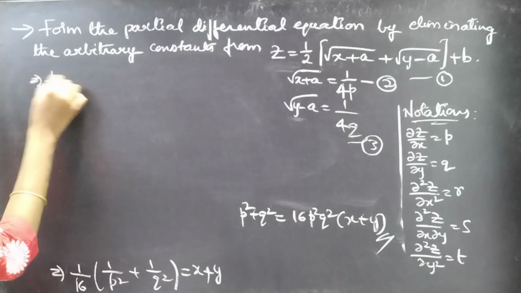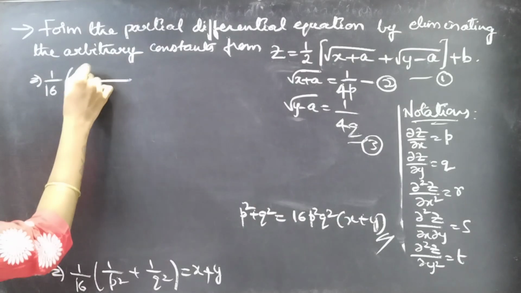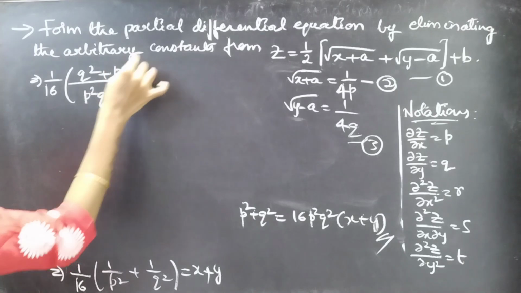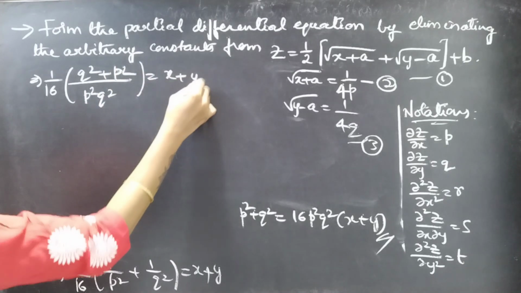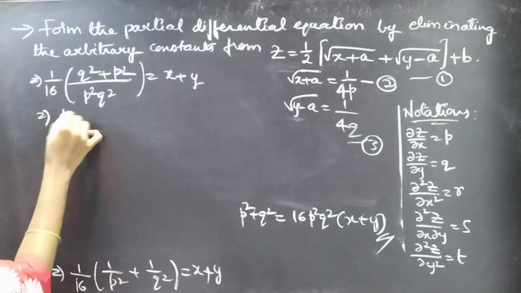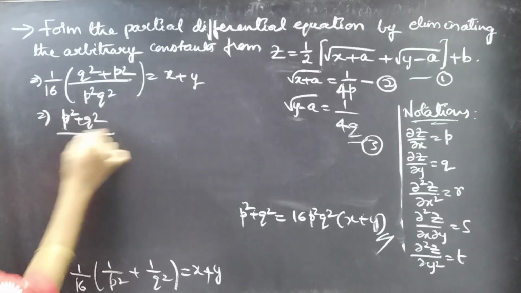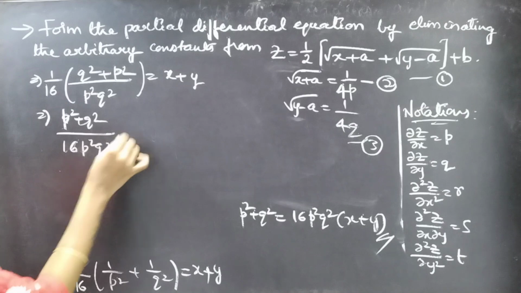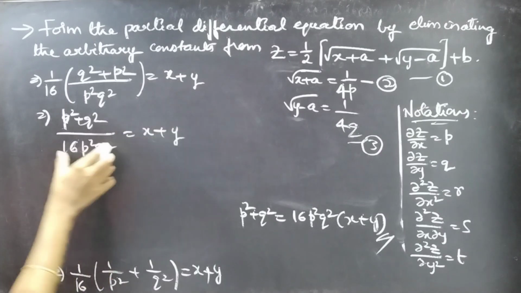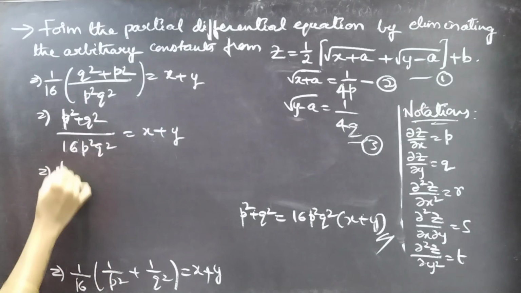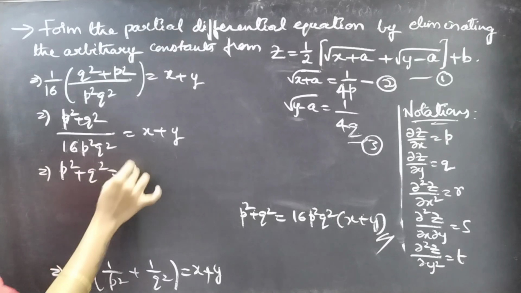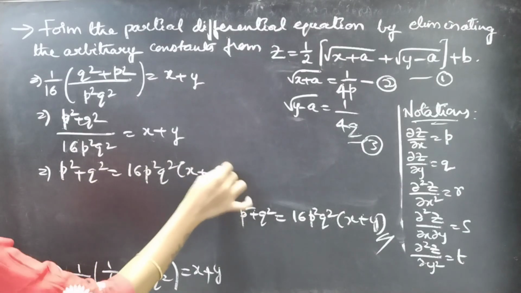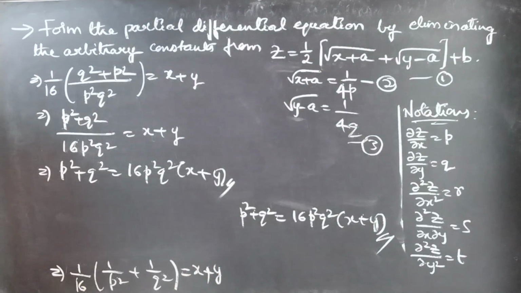You'll get 1 by 16 into q square plus p square by p square q square equal to x plus y, which gives us p square plus q square by 16 p square q square equal to x plus y. Now take this term to RHS, we'll get p square plus q square equal to 16 p square q square into x plus y, which is the required partial differential equation.